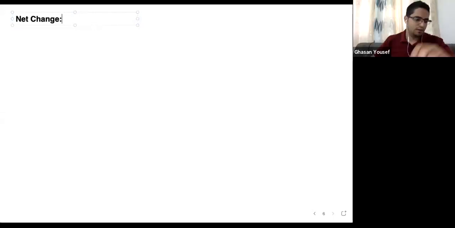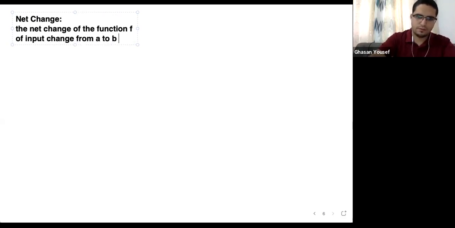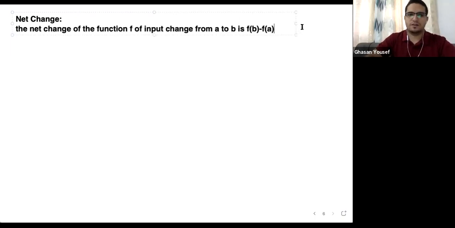So the net change. We can set the net change of the function f of input change from A to B is f of b minus f of a. If I have net change, the net change of the function f from A to B is f of b minus f of a. This is the formula.